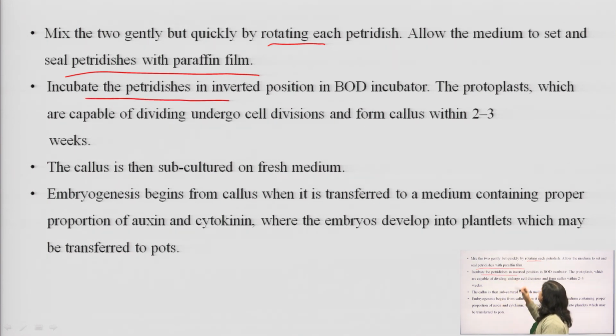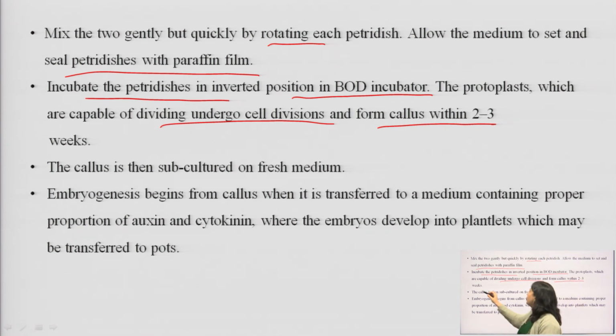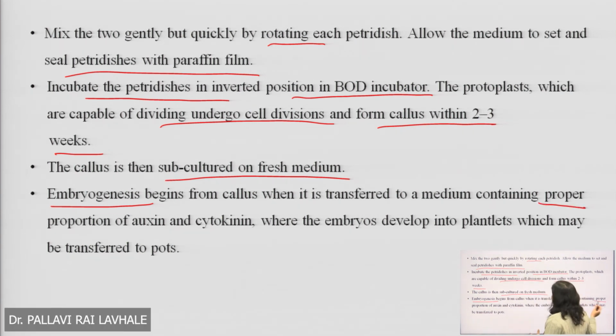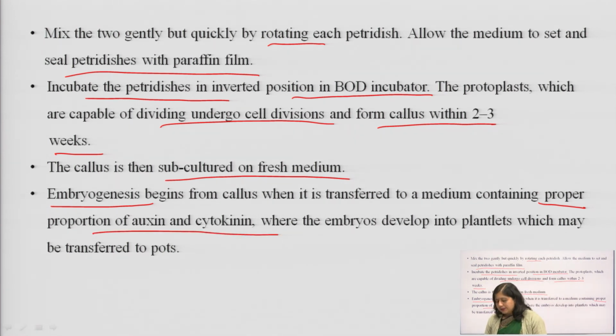Incubation of the Petri dishes is done in the inverted position in a BOD incubator, and the protoplasts which are capable of dividing undergo cell divisions and form the callus within 2 to 3 weeks. The callus is then subcultured on fresh medium, and from this callus embryogenesis begins. The new embryo is transferred into a proper medium containing auxins and cytokinins, and plantlets are formed from the callus transferred into the new medium.